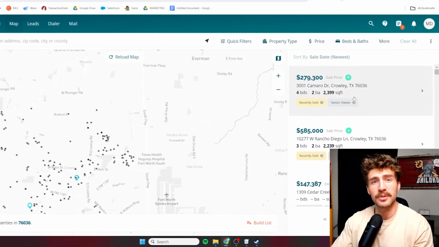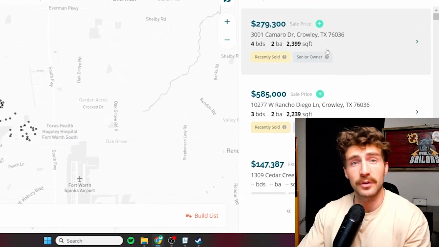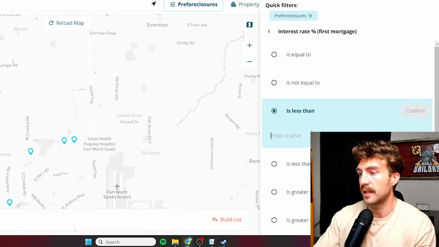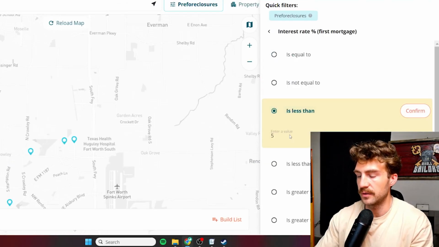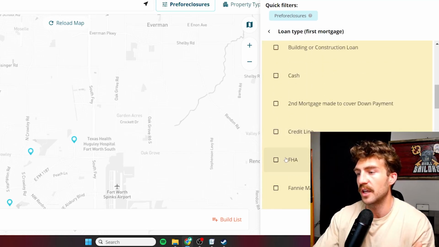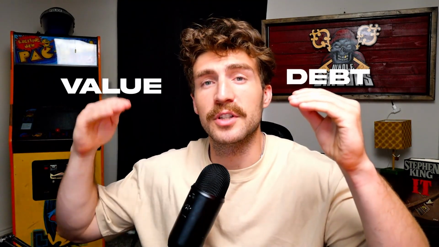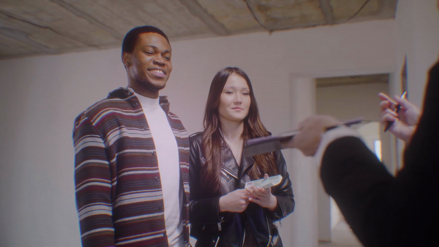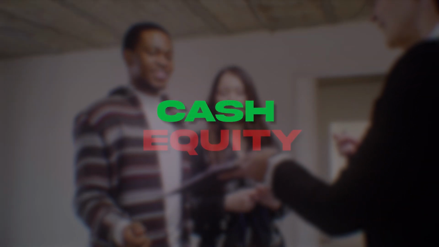I'm gonna use Deal Machine to find me a great potential subject to deal. Let's pull a list of pre-foreclosures with an interest rate less than 5%. And let's do VA and also FHA loans. Why? Because these buyers put only 0 to 5% down as their down payment, meaning they have a much higher chance of being low equity, which means that the debt will be similar to the value of their property, allowing us to just take over their loan and not have to give them a lot of cash for their equity.